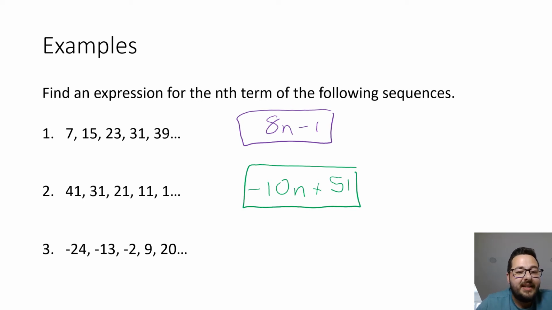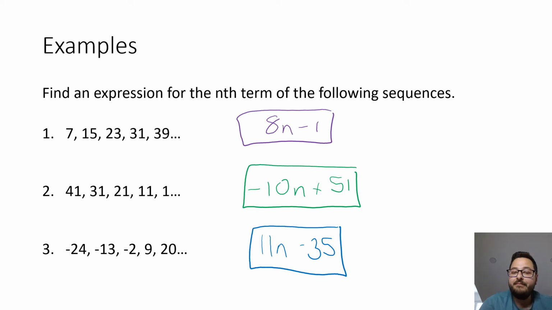And then finally, this one, we're going from minus 24 to minus 13 to minus 2. So this is going up in 11s, so it's going to be 11n. And then for n is 1, that's going to be 11. So how do I get from 11 to minus 24? Well, again, think about my number line. It's going to take me 11 to get to 0, and then another 24 to get to minus 24. So this is going to be minus 35 altogether. Okay, and those are the nth terms of those sequences.